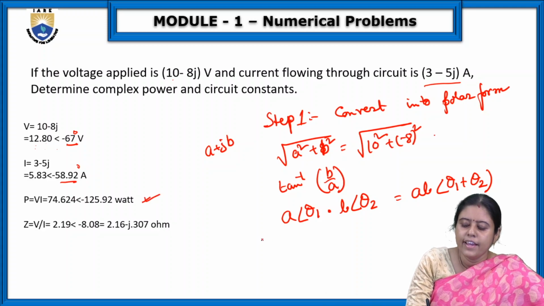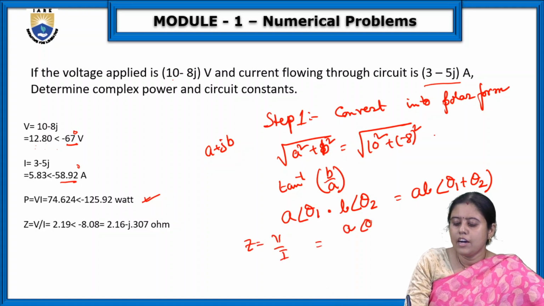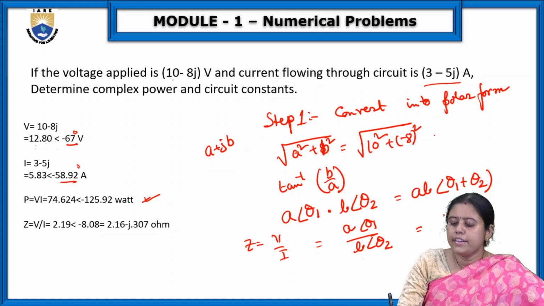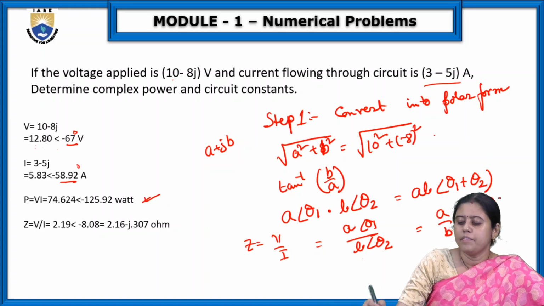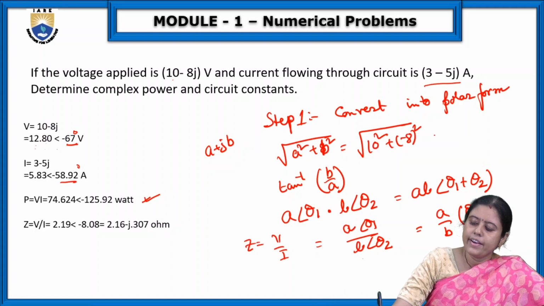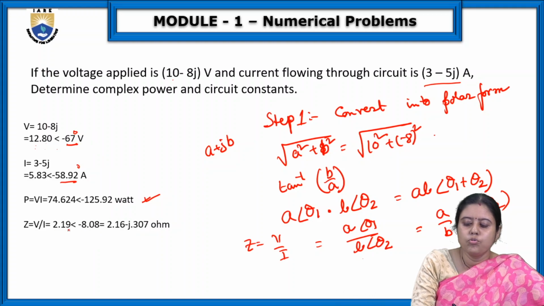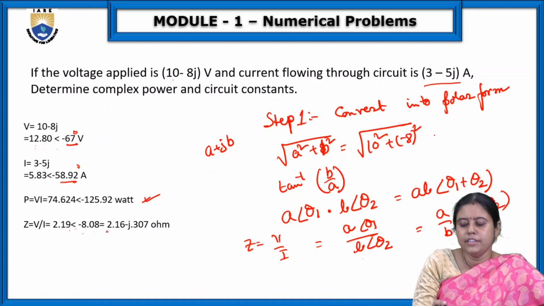What is Z? We know V by I. So A theta 1 by B theta 2. So what is the value? It is A by B at an angle theta 1 minus theta 2. So if we put the value, we can get 2.19 at an angle minus 8.08.